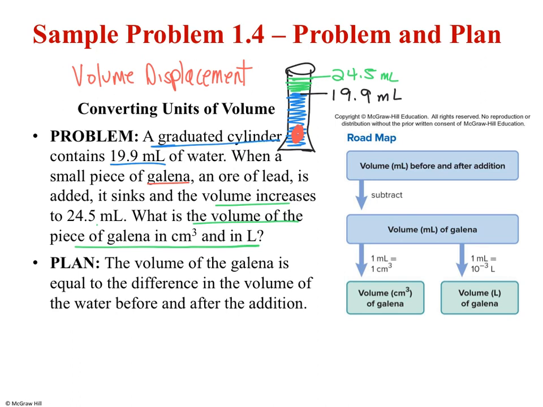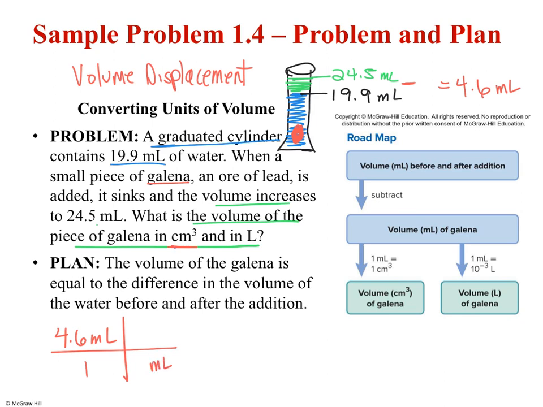So what you do is you want to take the difference. So this is the difference. You take 24.5 minus 19.9 milliliters. So the volume is 4.6 milliliters. And so that is your volume in milliliters, but it wants the volume in centimeters cubed. So that's your given, 4.6 milliliters over 1, and then you copy milliliter down here.